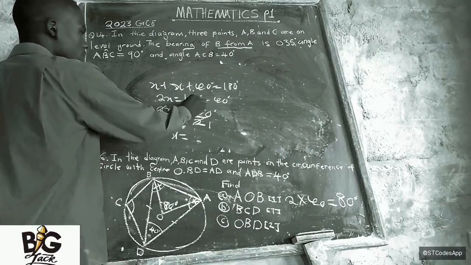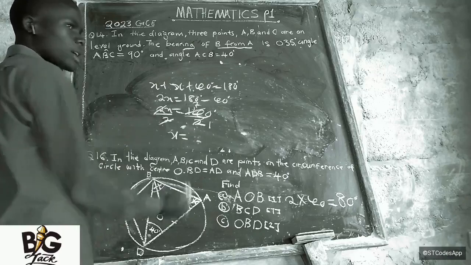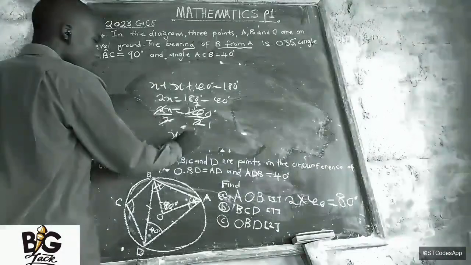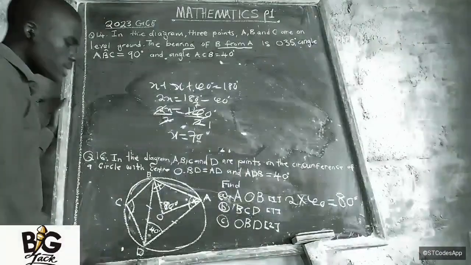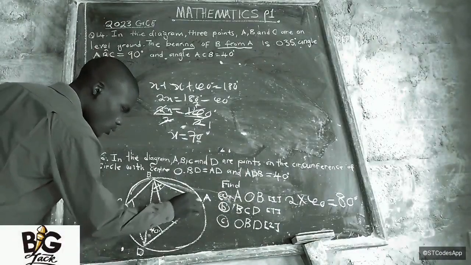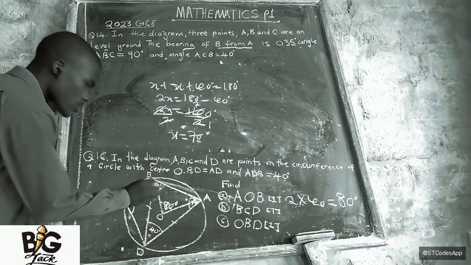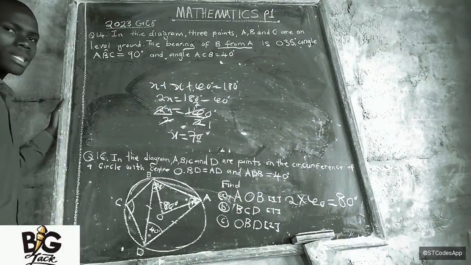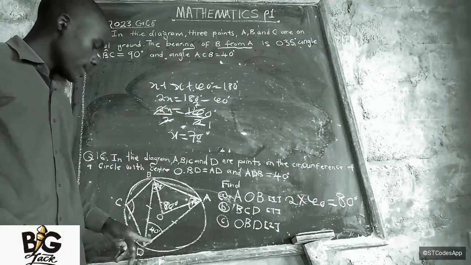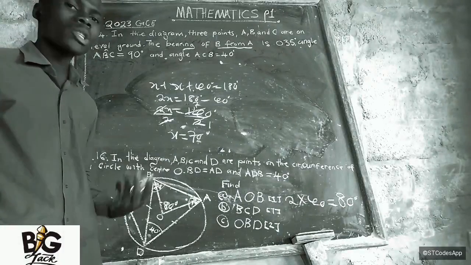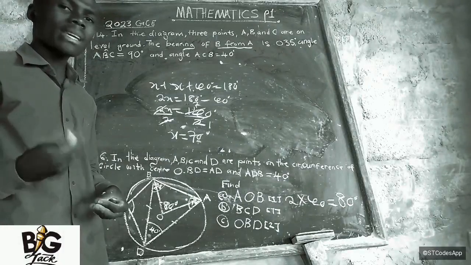That is 7, then 2 into 0. That's 0. So our value for x here is going to be 70 degrees, which means the angle here is going to be 70 degrees. Even this one here is going to be 70 degrees. Now remember, I will say A, D, C, B, and back to A. They are forming a cyclic quadrilateral.